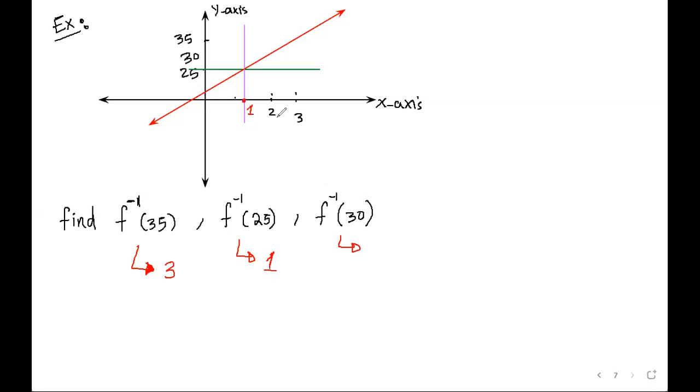So for the last one, the same idea. For f inverse of 30, what's the answer? I draw a horizontal line at 30, and I see where the intersection with the curve is. It's around 2. So the answer is 2.